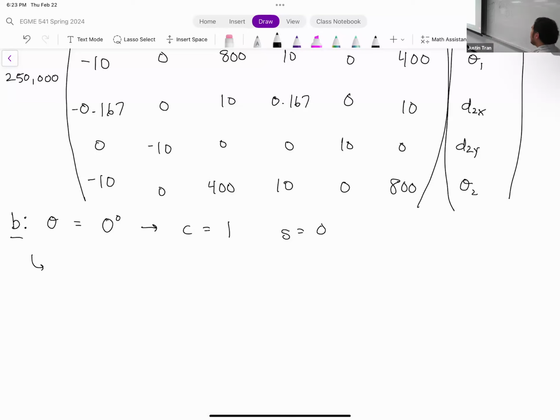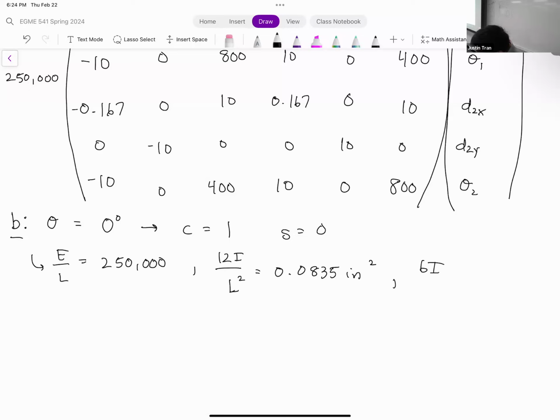And once again, before we start plugging things in, let's pre-multiply some factors just so it's easy for us to plug it in. So we have E over L. This is the same as the previous element, so that's 250,000. We have 12I over L squared. This is 0.0835 inch squared. Then we have 6I over L. This is equal to 5 inch cubed.